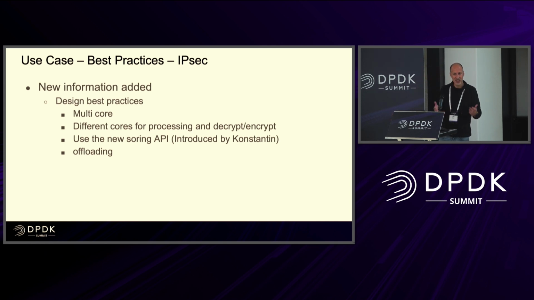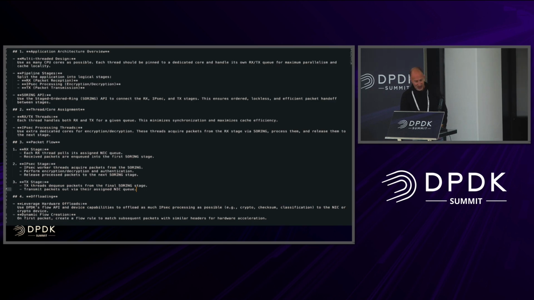So now I'm saying it's good practice to use the stoRing. Okay? And of course, if possible, to use offloading. And now we're getting something much nicer, I think. First of all, we're getting a whole section called application architecture. It explained how to use the multi-threaded approach. It introduced the stoRing API, so now people can look at it and say, oh, it's interesting, why did you recommend this to me? It explains the thread core assignment.